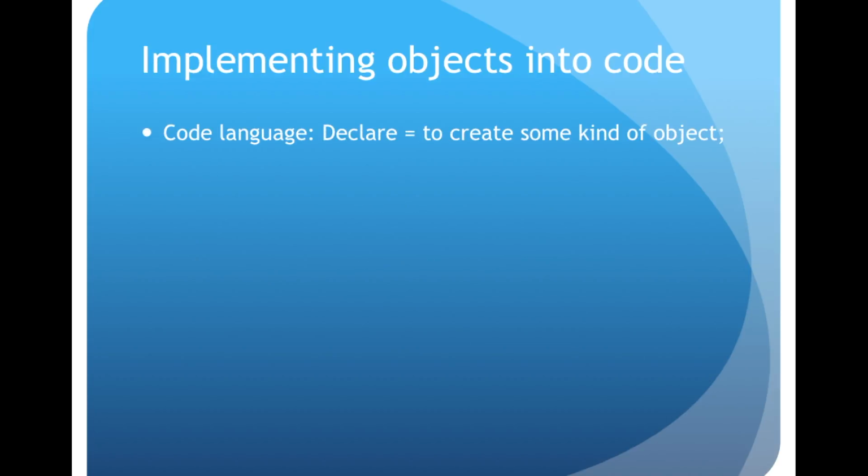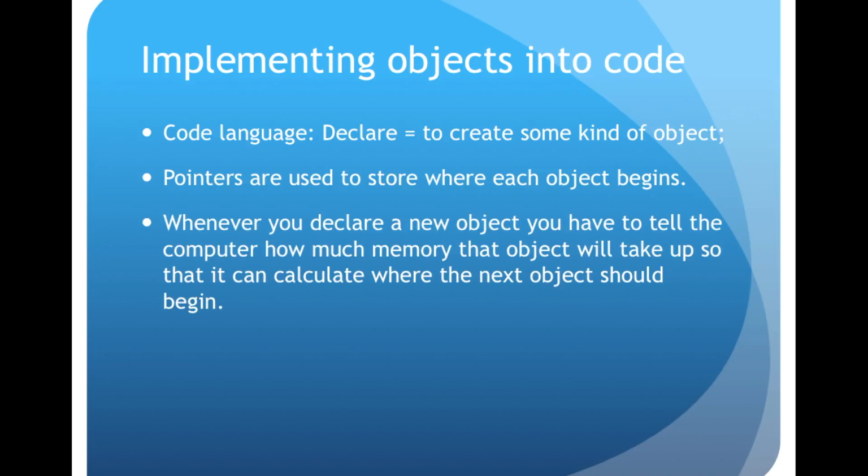Now a quick bit of terminology for today. The technical word for creating a new object is to declare a new object. It's important that you have some way of keeping track where each object starts and ends. If you don't, then when you declare a new object, you won't know where to split the memory at.